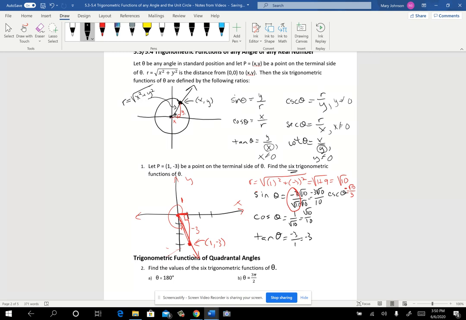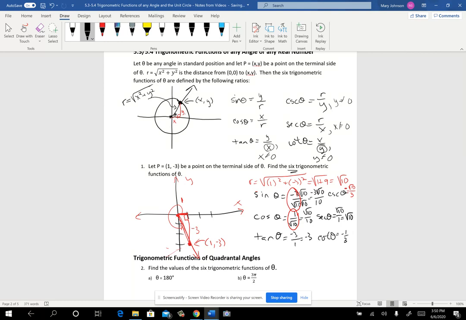Okay, so cosine, you're going to do the reciprocal. To do secant, you're going to do the reciprocal of cosine. So secant of theta is going to wind up being square root of 10 over 1, which is just square root of 10. And then cotangent is the reciprocal of tangent, so it's going to be negative 1/3. So really the key is getting those first three.